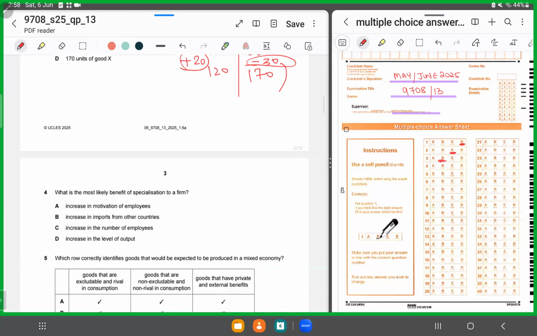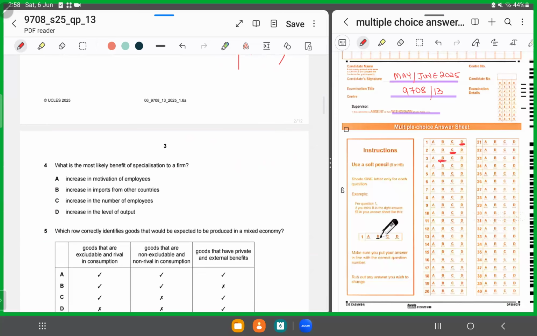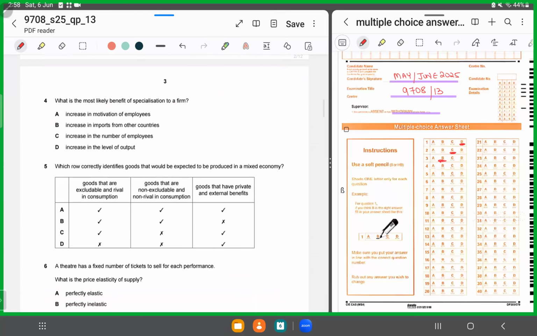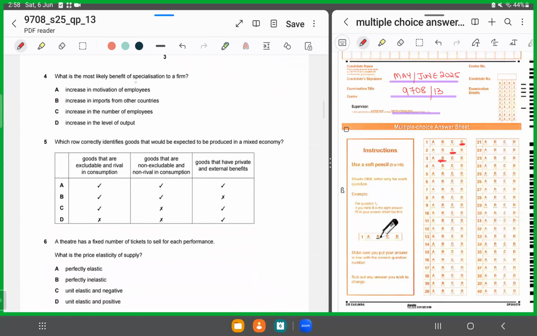Moving forward, MCQ number 4. MCQ number 4 says, what is the most likely benefit of specialization to a firm? That means when a firm decides to concentrate on the production of goods and services in which it is best at and employs division of labor. So what is the most likely advantage of a firm specializing?